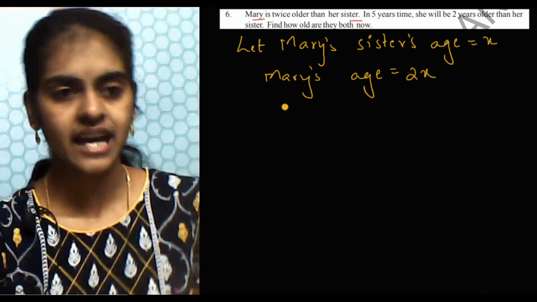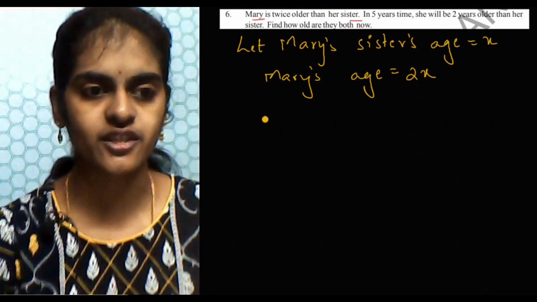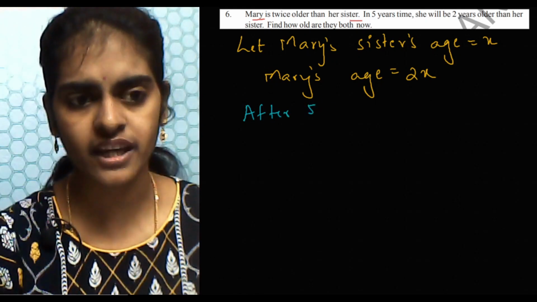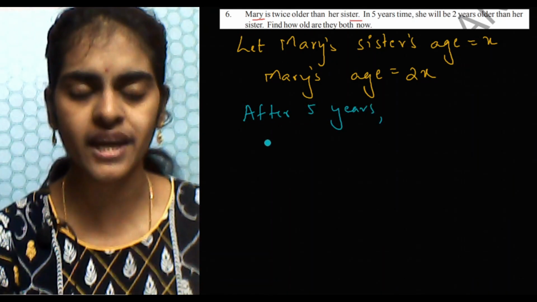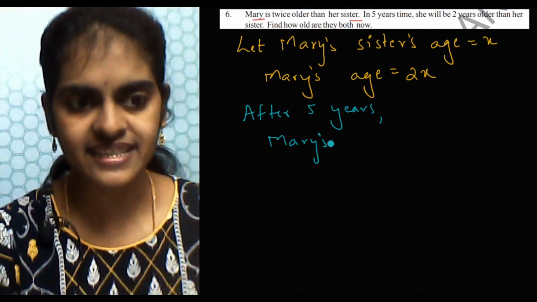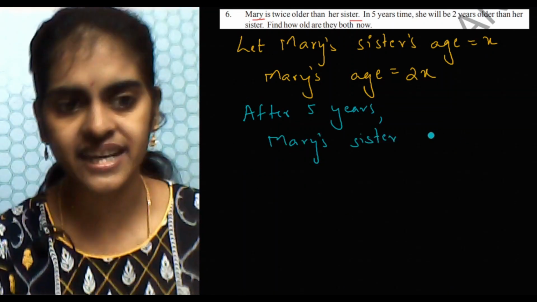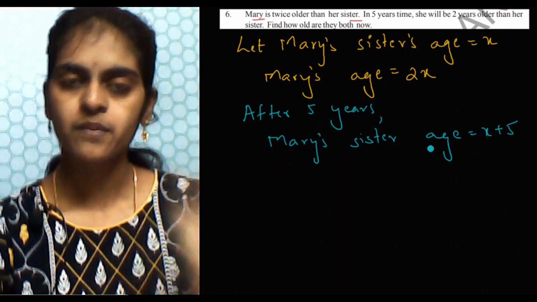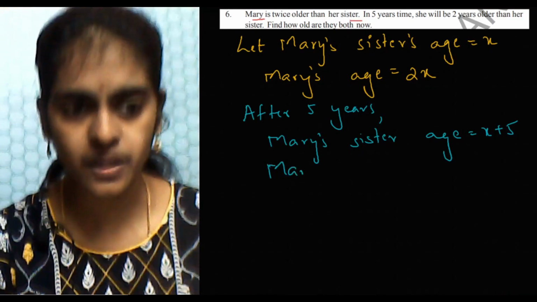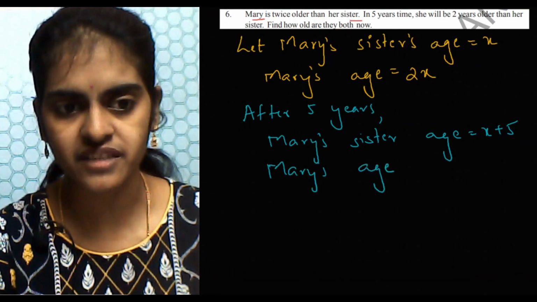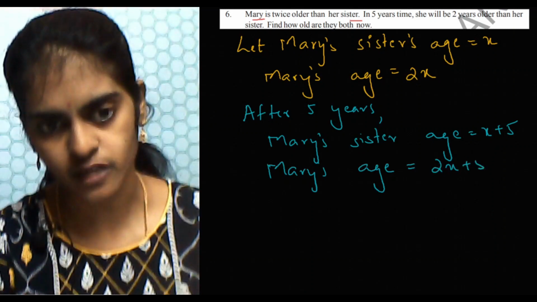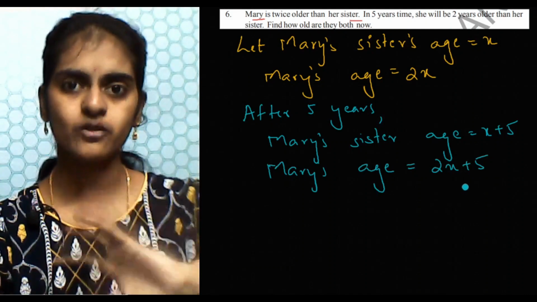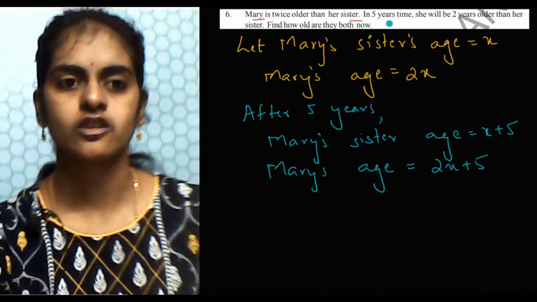So let me take the ages after 5 years. Let me write it here. After 5 years, or in 5 years time, let us write both the ages again. Mary's sister's age will be X plus 5, present age plus 5. Now Mary's age now is 2x, and after 5 years it will be 2x plus 5. You add 5 years to the present age. Okay, so you got that.